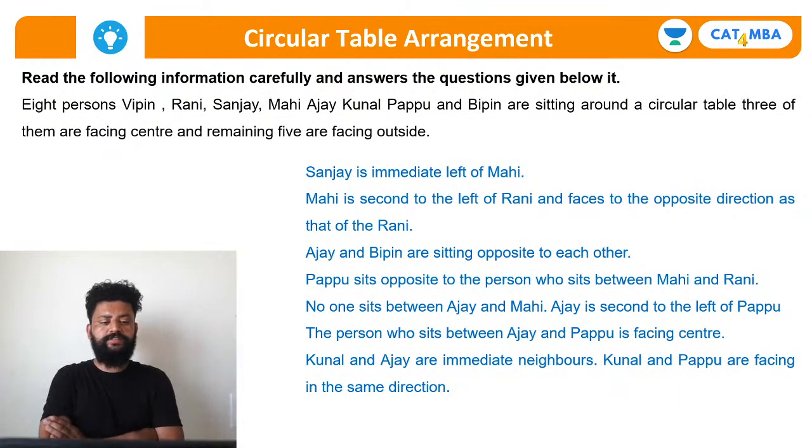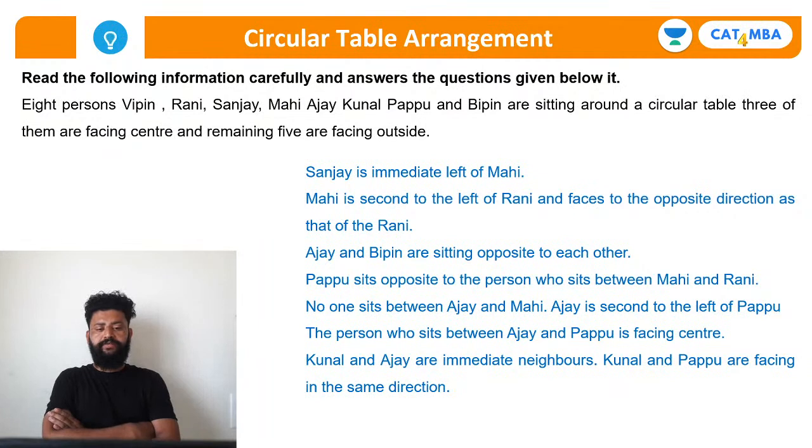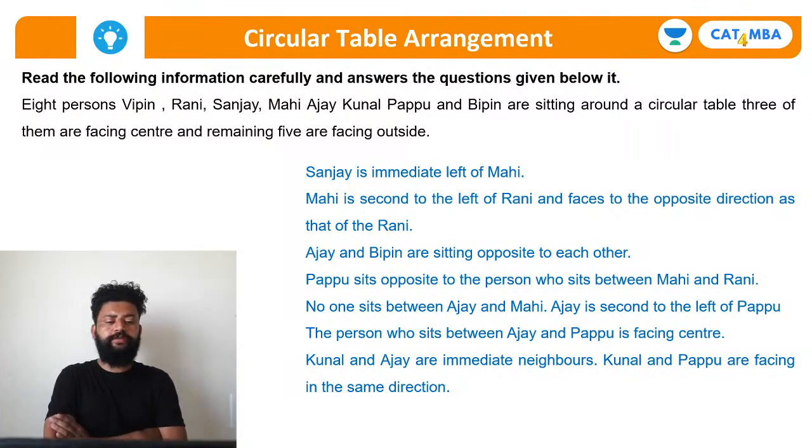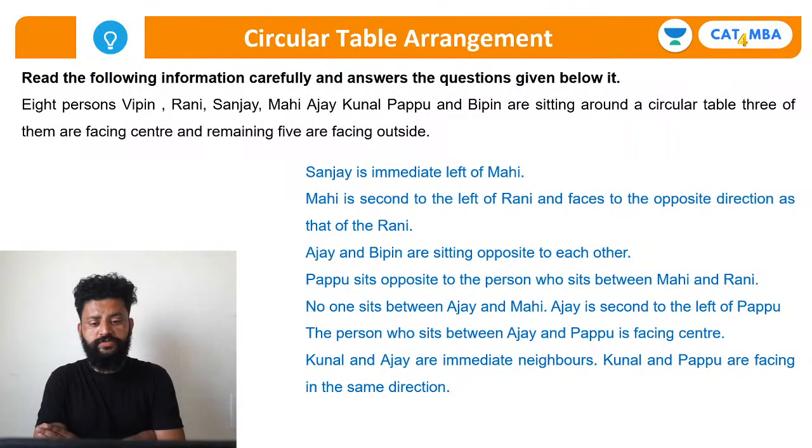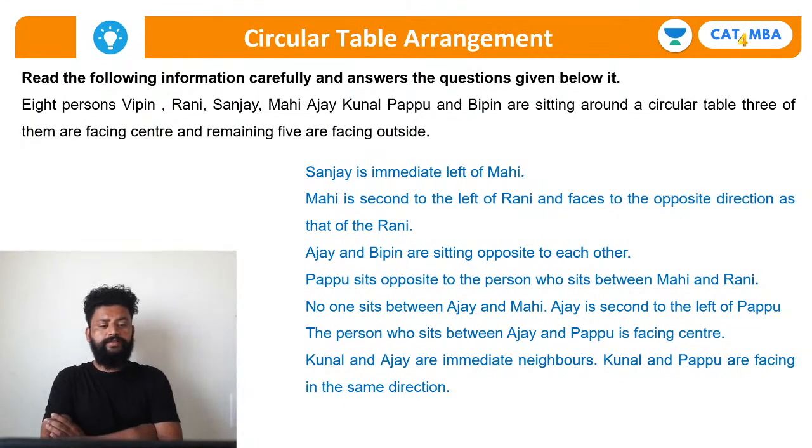Ajay is second to the left of Pappu. The person who sits between Ajay and Pappu is facing center. We don't know who that person is, but that is sure. We know that person is facing center, and Ajay and Pappu are definitely the immediate neighbors of that person. But we don't know where they are facing.